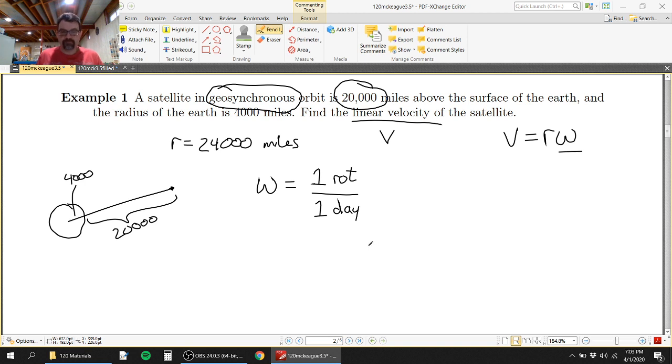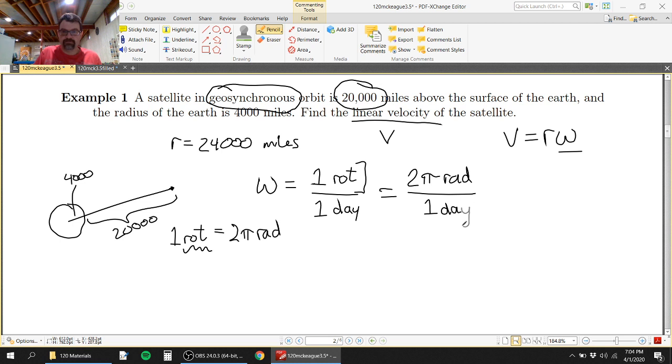Now, the only issue here is the fact that this is not measured in radians, and it needs to be, but we know one full rotation is the same as 2 pi radians. In the previous sections we dealt with converting between radians and degrees, but we also have this third unit for rotational movement measurement, and that's just flat out rotations. We need to be able to convert between those as well. So, making that change, this is the same as 2 pi radians in 1 day.